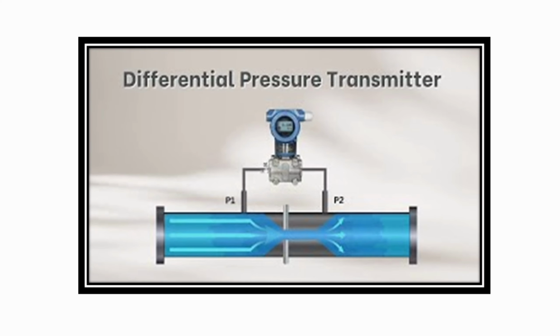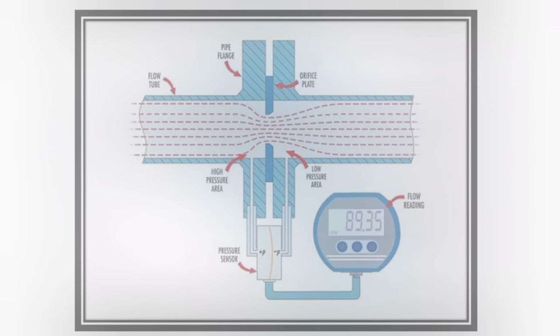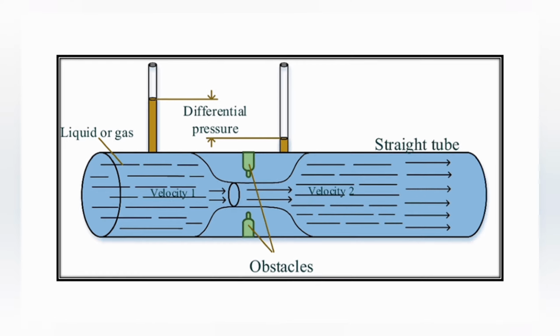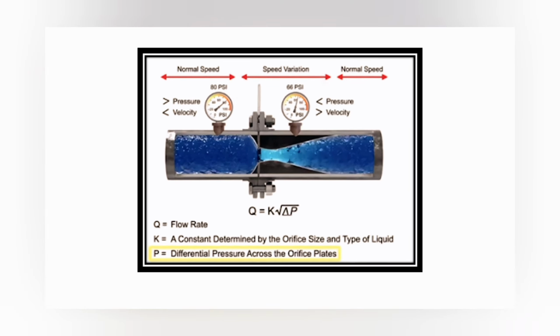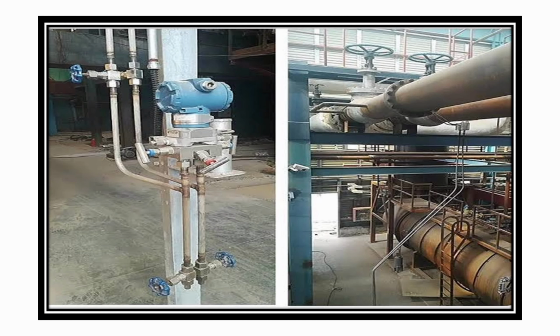What is a differential pressure flow transmitter? A differential pressure flow transmitter is a device that measures the flow rate of a fluid by calculating the difference in pressure between two points in a pipeline. This pressure difference is directly proportional to the square of the flow rate. By measuring the differential pressure, we can determine the flow rate of the fluid.